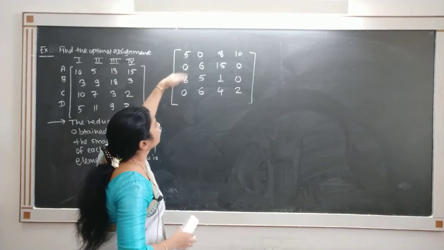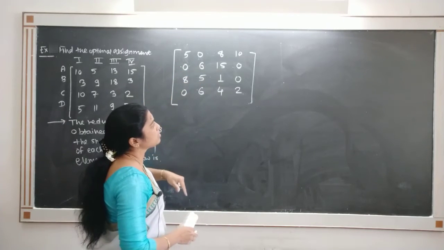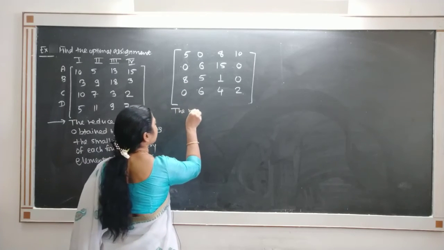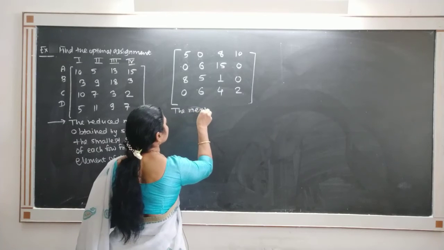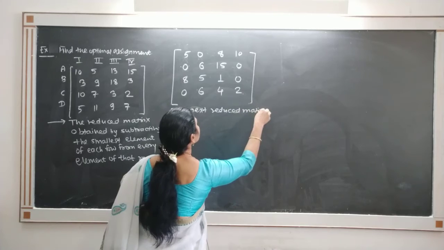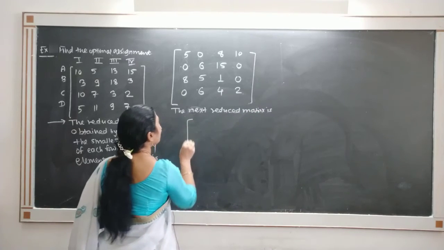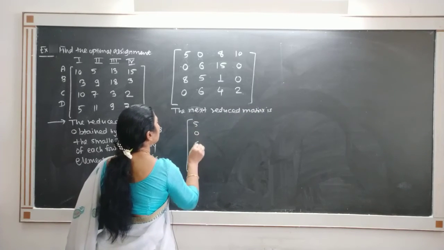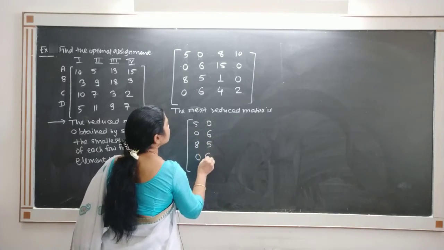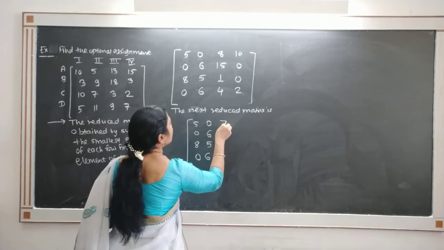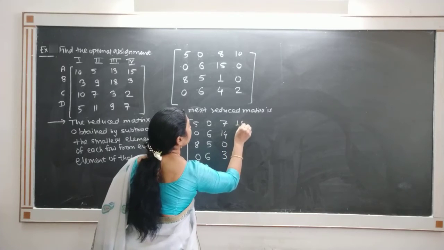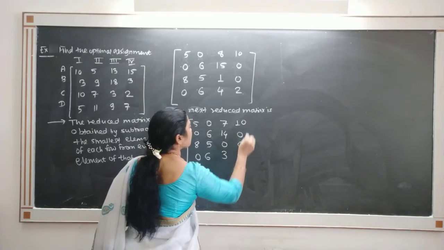Now we want every column to contain 0. Only the third column remains. So the reduced matrix obtained by subtracting the smallest element from each column. We have 5, 0, 8, 10, 0, 6, 15, 0, 8, 5, 1, 0, 0, 6, 4, 2. Subtract 1 from the third column: 7, 14, 0, 3 and 10, 0, 0, 2.